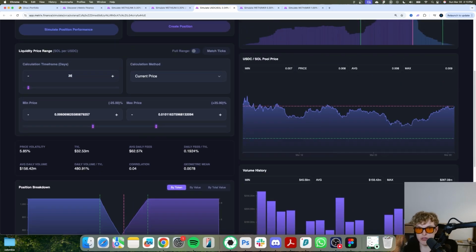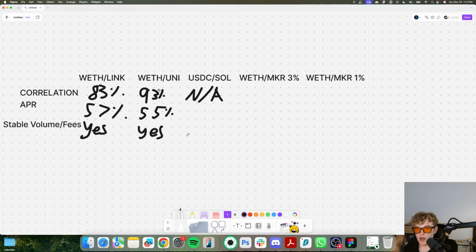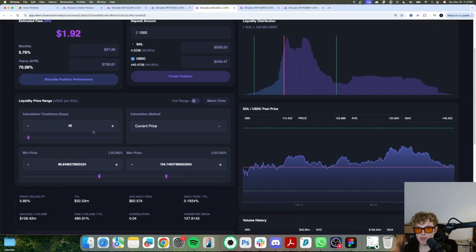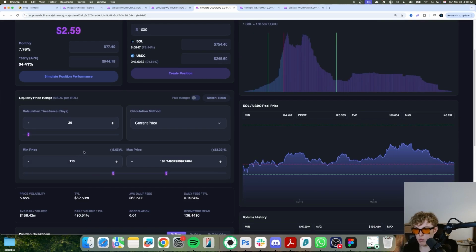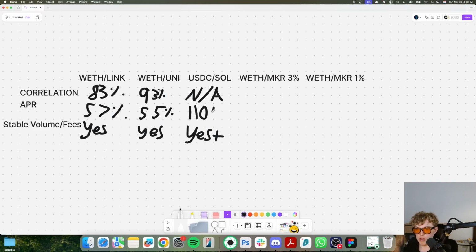So let's go ahead and change it to the 20-day calculation range. We're still seeing a ton of money in fees and volume per day. So I'd say this one is very stable and a big green flag. So I'm going to go to yes and then just write the plus for like an extra green flag because it's looking very solid. And then for APR, let's go ahead and find our max price and min price. For the min price, I'll probably go with like 113, and then max price, I'll go with about, let's just say 155. We're looking at about 109% APR, 110%. So I'm going to go ahead and write that here, 110%.